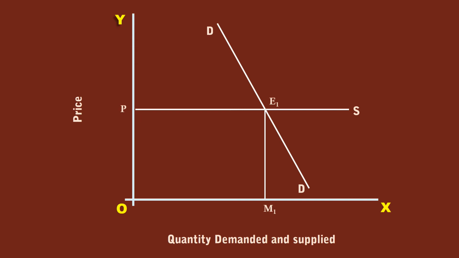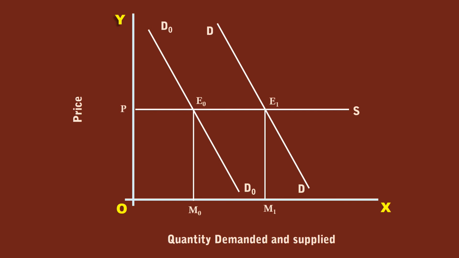With a decrease in demand, the curve DD moves to the left and takes position D0, D0. The new demand curve cuts the supply curve at point E0. This is the new equilibrium point. The consumers buy M0 units. This is less than M1.